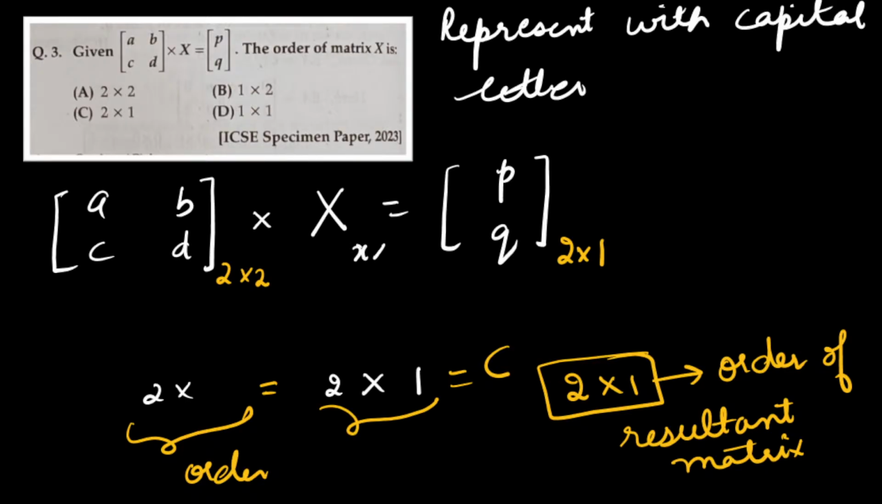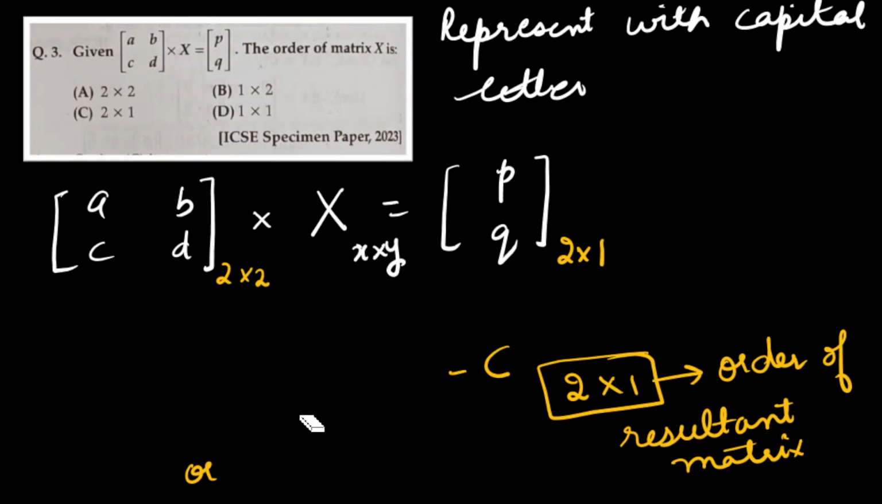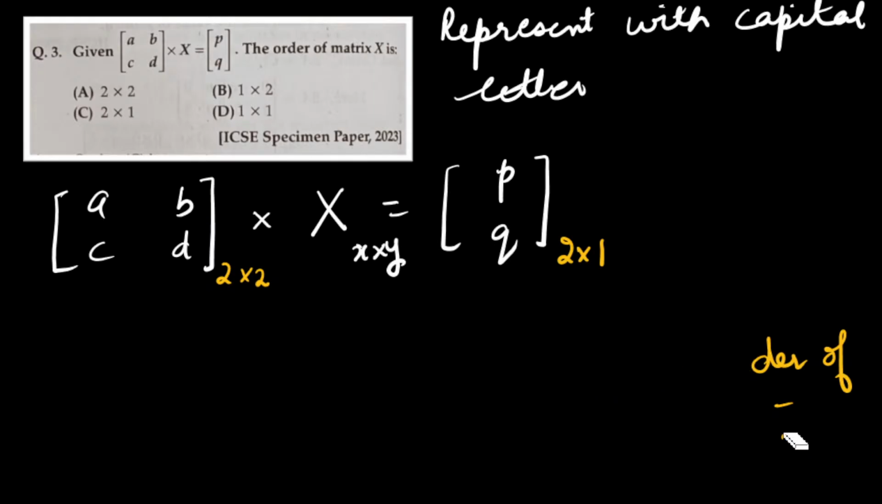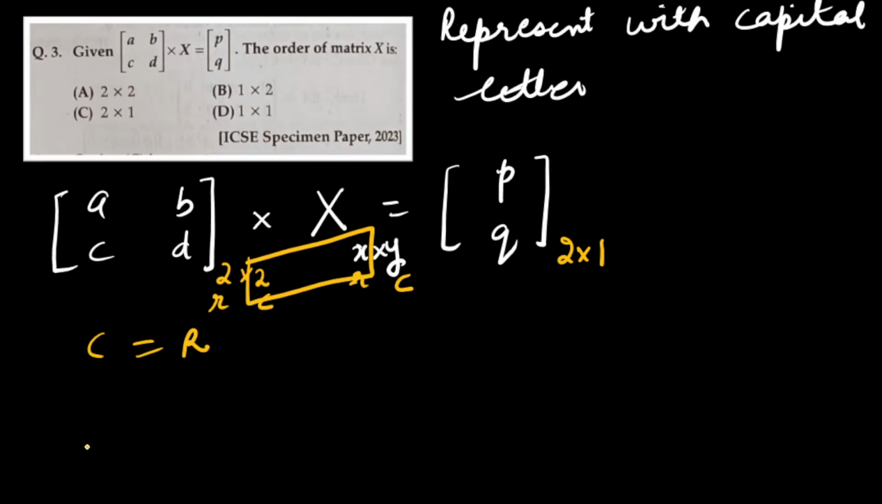I can write it as x into y. First of all, these matrices are getting multiplied. That means the columns of the first one should be equal to the rows of the second matrix. So this is rows, this is columns. This should be equal. So that means 2 is equal to x. So I got the value of small x as 2 because both should be equal.